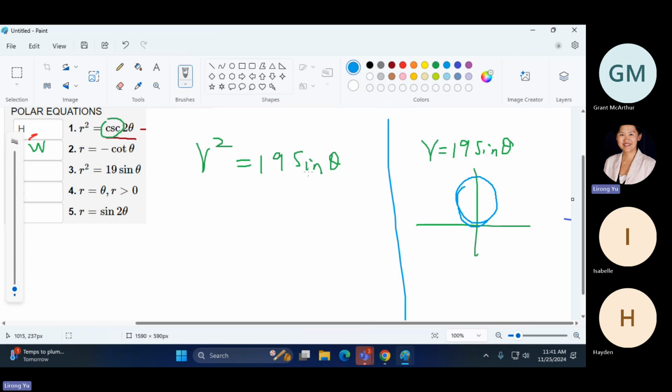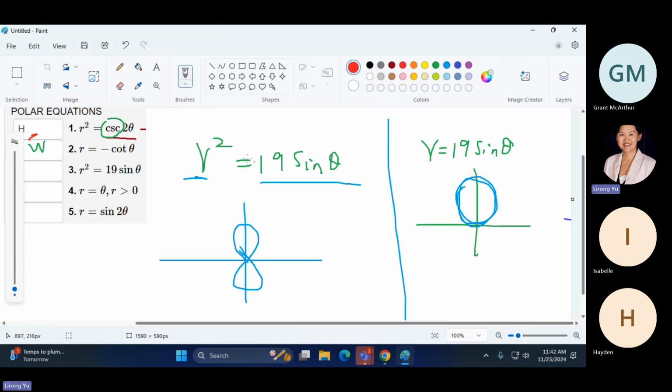If r squared equal to 19 sine theta, this has to be positive. For sine theta to be positive, you should have, again, only the positive portion. This is r squared, so we have positive and negative, and if this r can only be positive, that's what I think it would be.